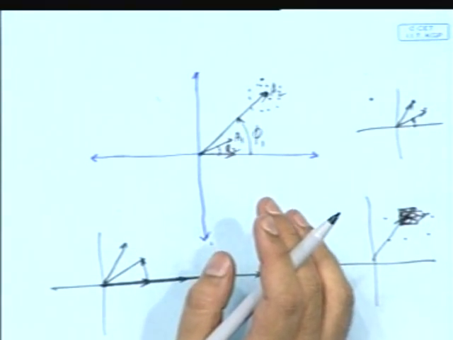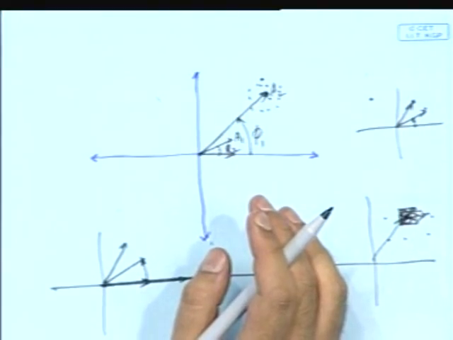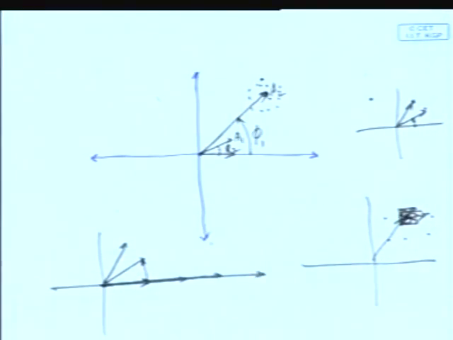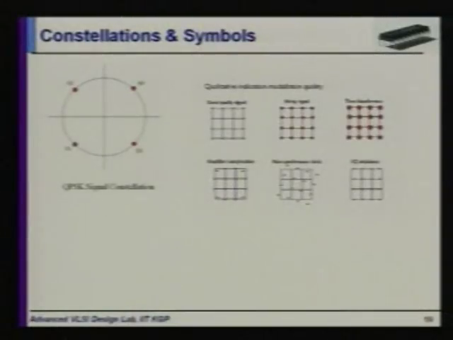Now, many of you are yawning. So, let's see a very basic constellation.